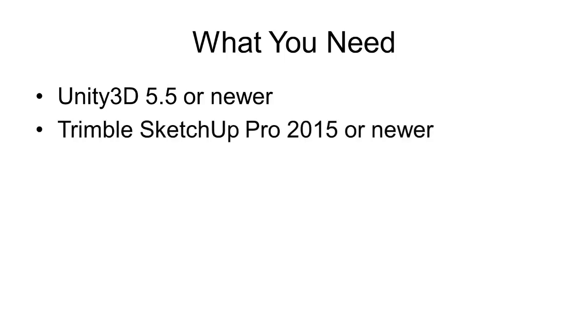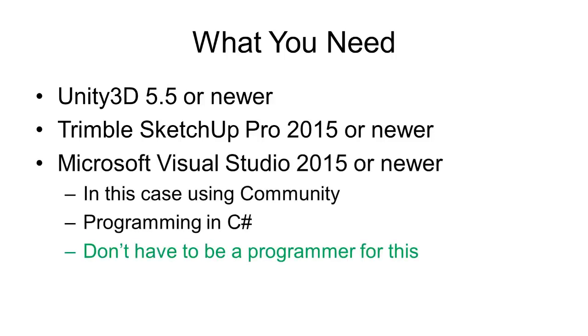You're going to then need Trimble SketchUp Professional. I suggest 2015 or newer. That's what I'm going to be using. You can use older versions, but you want a professional to be able to save the file types that we're looking for today. And then you may also want to have Visual Studio 2015.